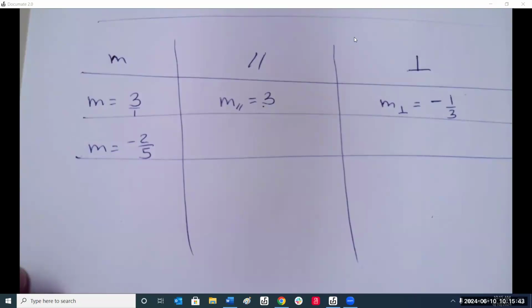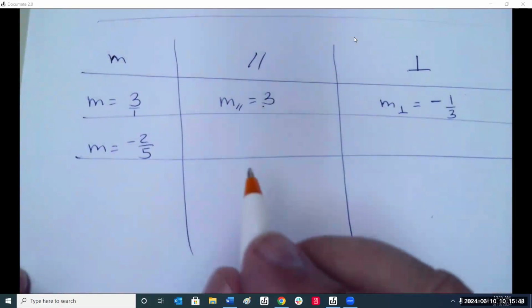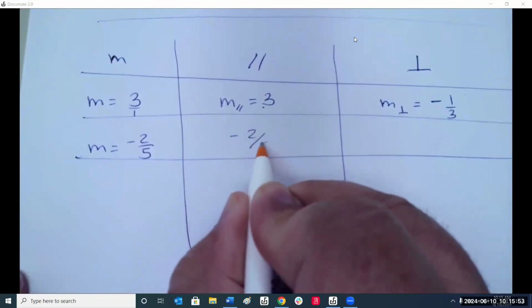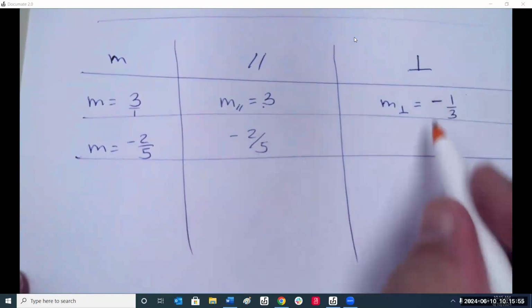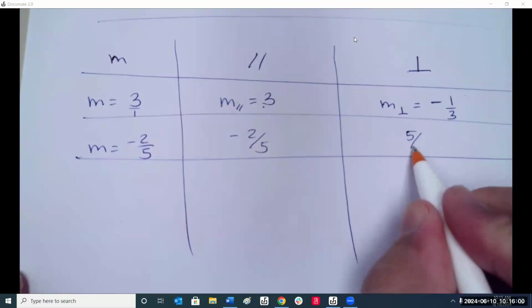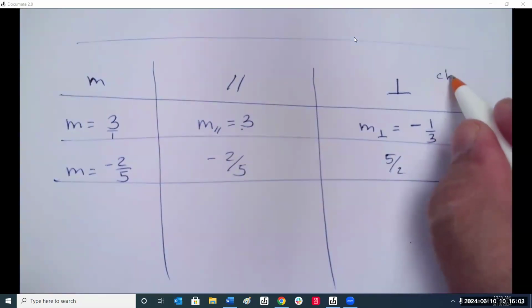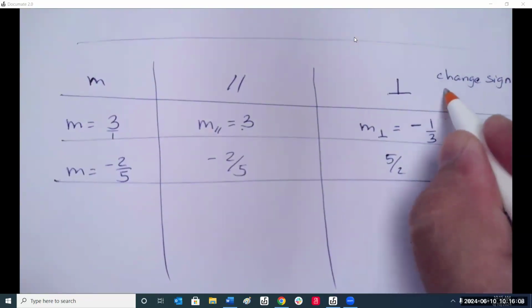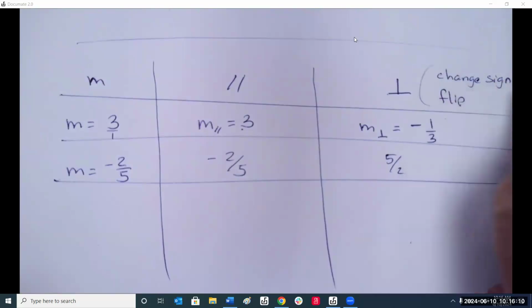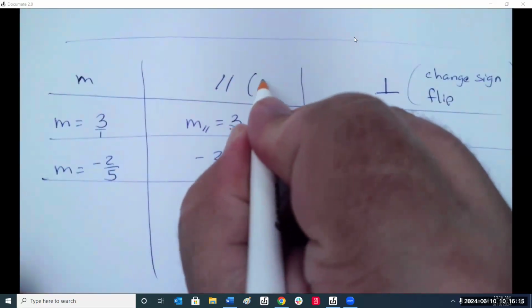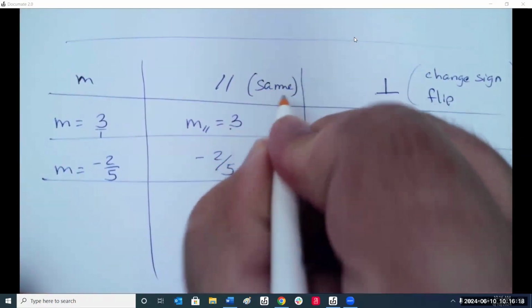M equals negative 2/5. What's the slope parallel? Negative 2/5. Yeah, so for the perpendicular, change the sign and flip. This one is the same.